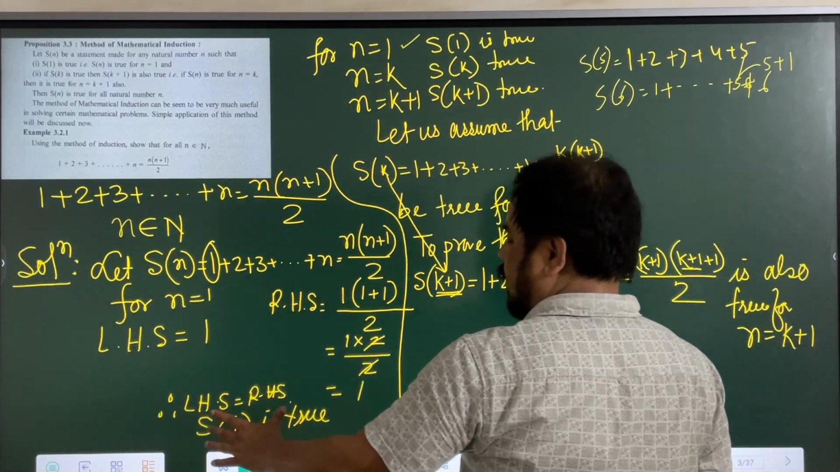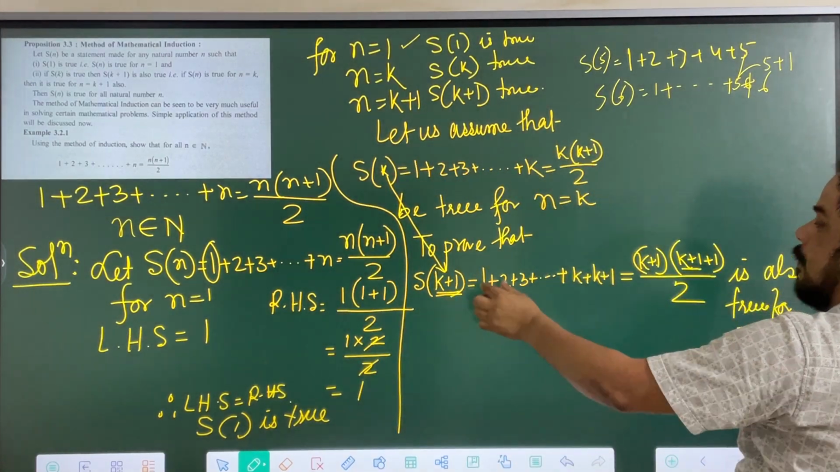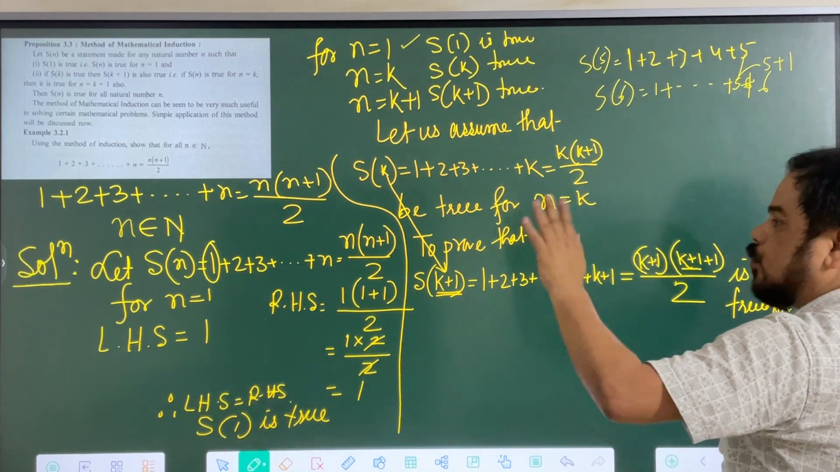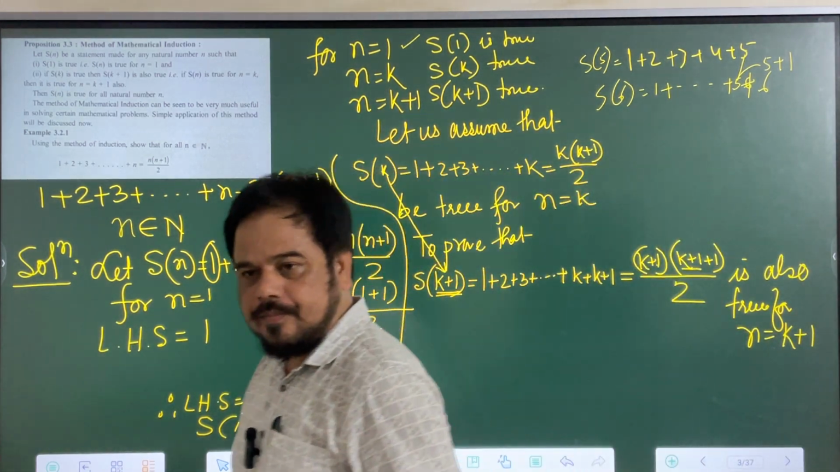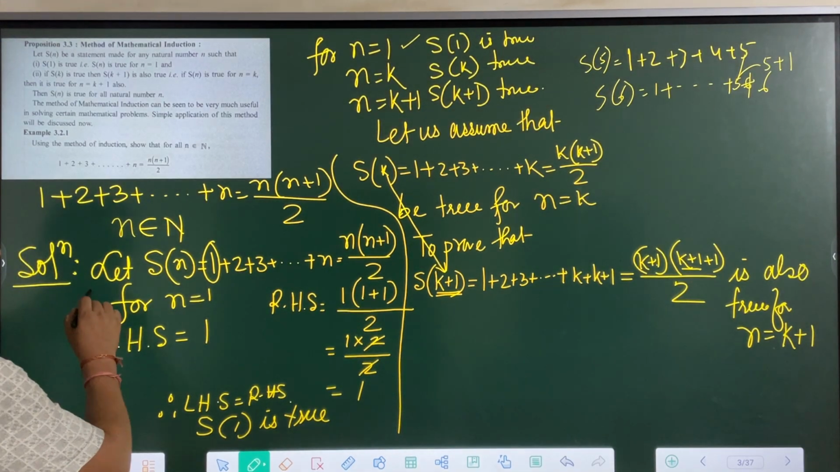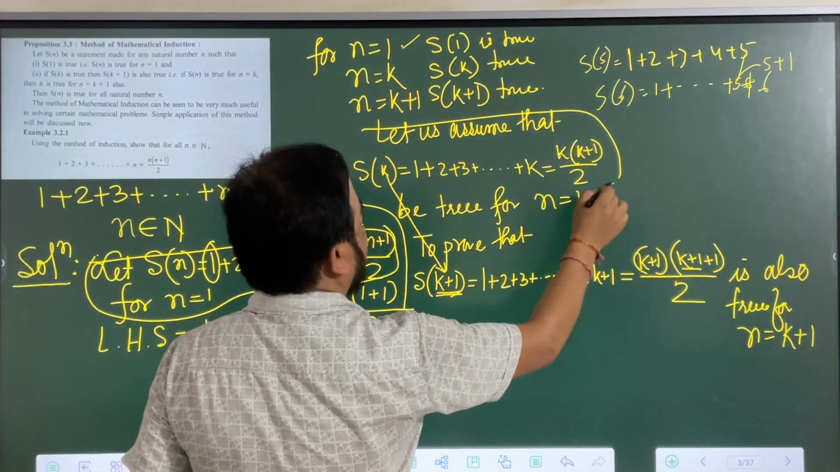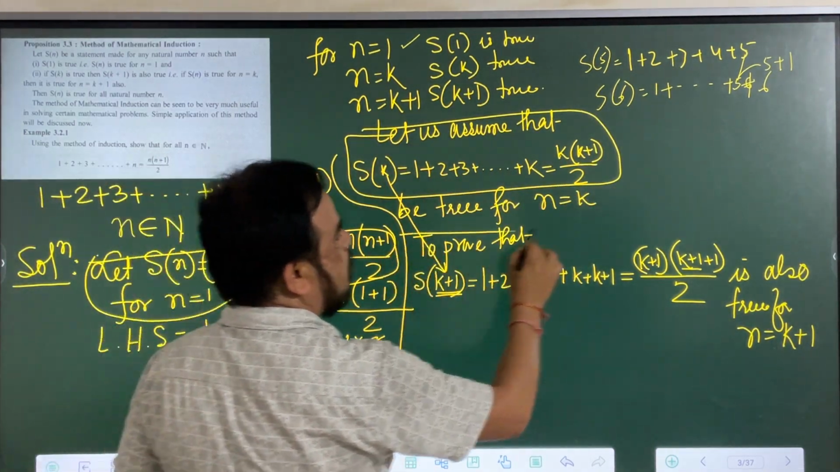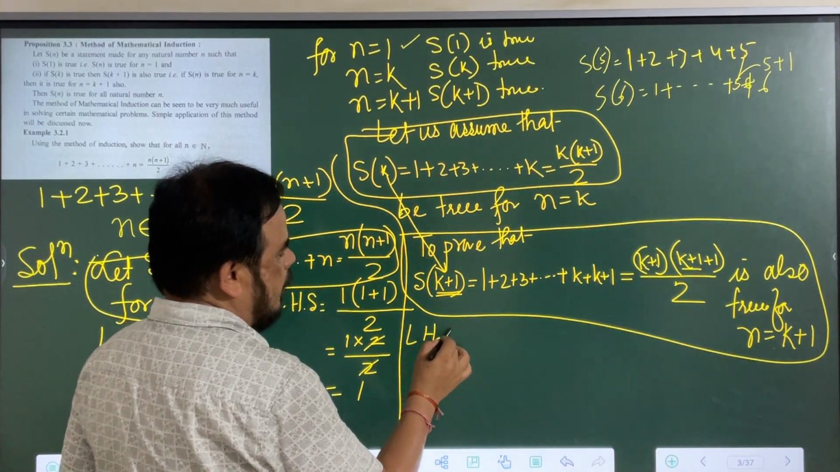For n equals 1, it is true. For k, we have assumed. For k plus 1, we have to prove. That is what we have to do in each and every sum in this chapter. For this exercise 3.1, whatever mathematical induction we will get, we will have to do this way. First, this part we have to write. Second, this part you have to write. Third part you have to write. Here, proof is required now.